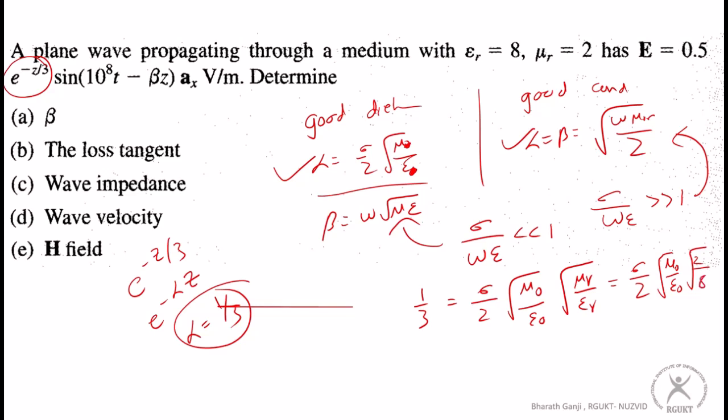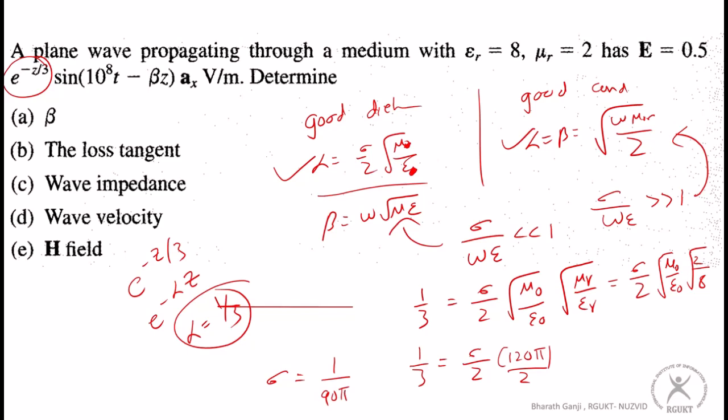So I get sigma by 2 square root of mu naught epsilon naught and square root of 2 by 8. So from here I can see that 1 by 3 is equal to sigma by 2, this is 125, and the square root of 1 by 4 is 2. So I can say it is 30, right? So sigma simply becomes 1 by 90 times pi.